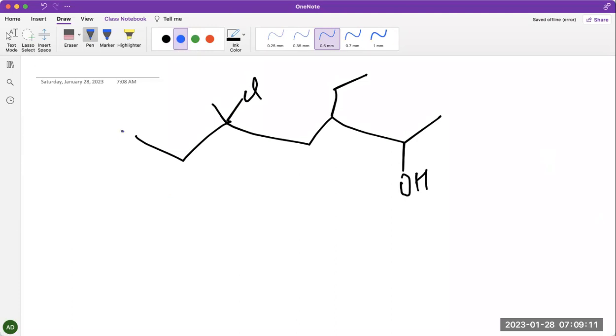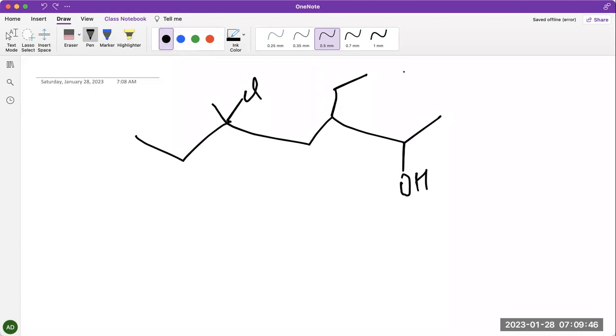So what I see is 1, 2, 3, 4, 5, 6, 7 carbons. That's what I see. What are the other options? The other options: 1, 2, 3, 4, 5, 6, 7. That's also 7 carbons. Would it be okay to count like that, guys? What do you guys think? Counting it like this makes this the parent chain, and it will make this the substituent, right?